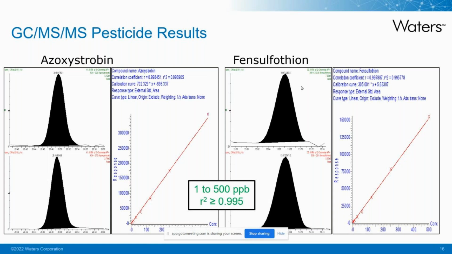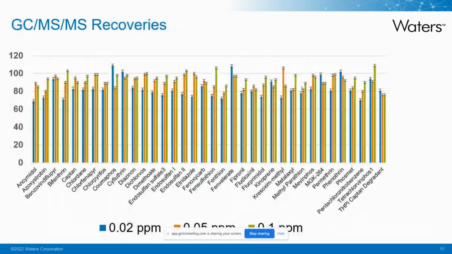These are just a couple chosen as examples, the azoxystrobin and fensulfathione from 1 to 500 parts per billion. So now if we look back to the previous slide and we think divide by 4, for the limit of detection for the cyfluthrins, we're down into the 250 part per trillion range. So sensitivity is very important here as we apply these generic sample prep methods to a broad range of compounds.